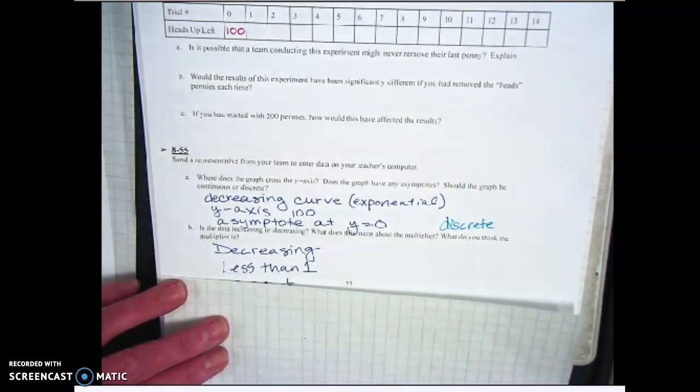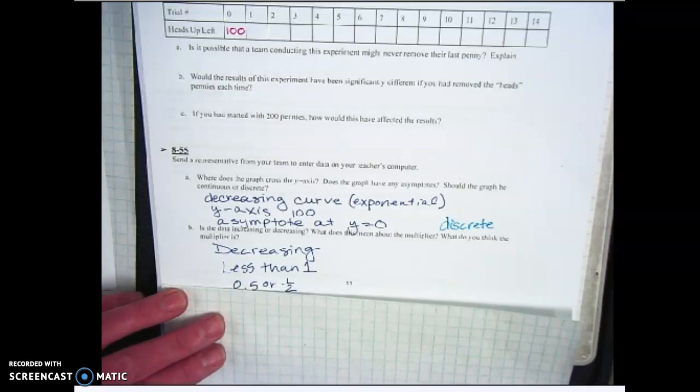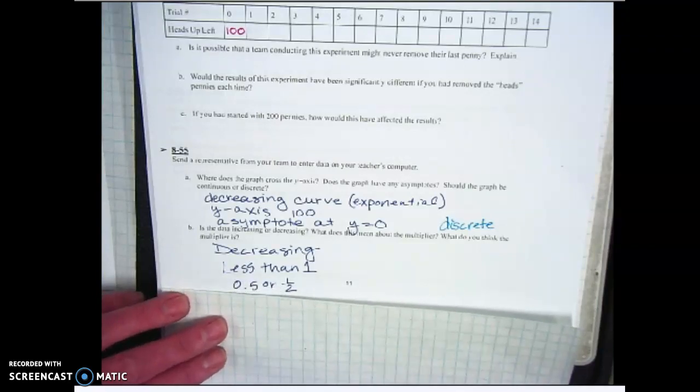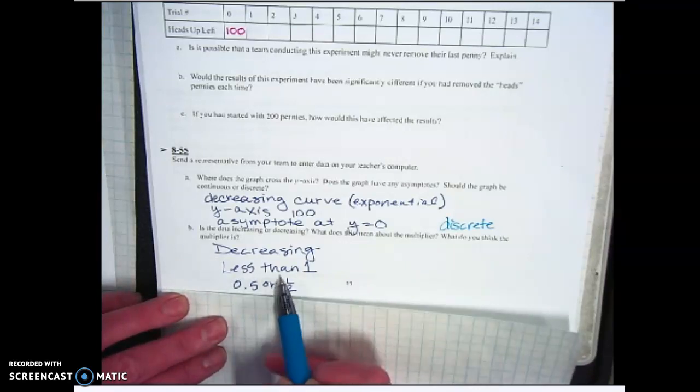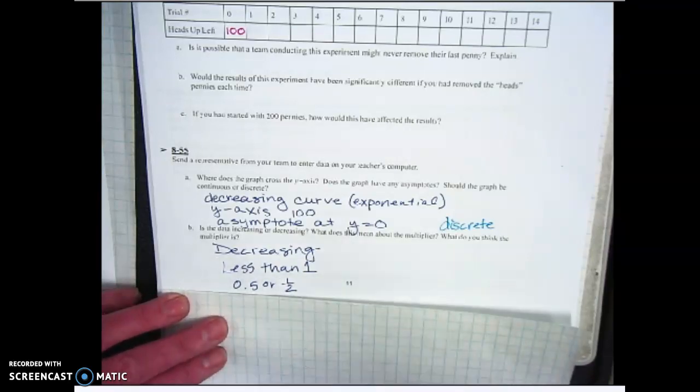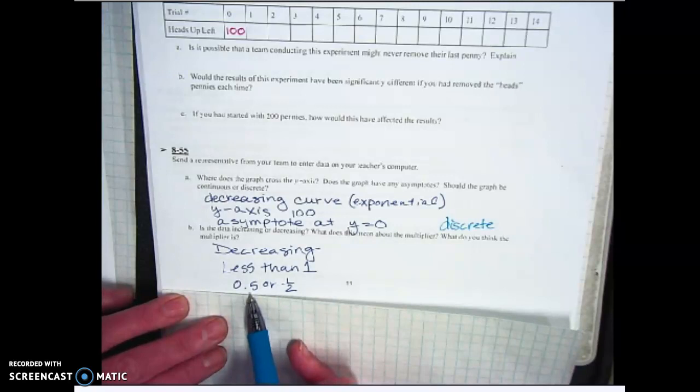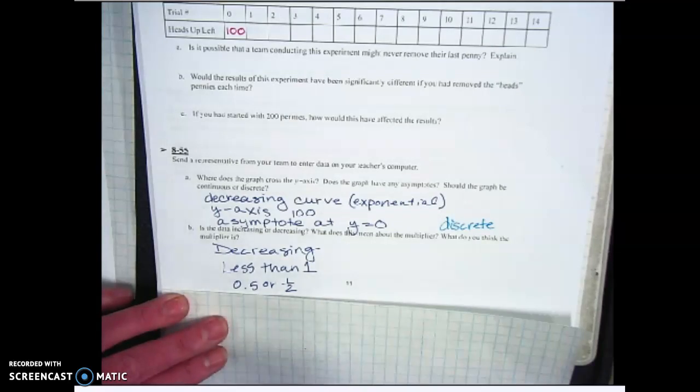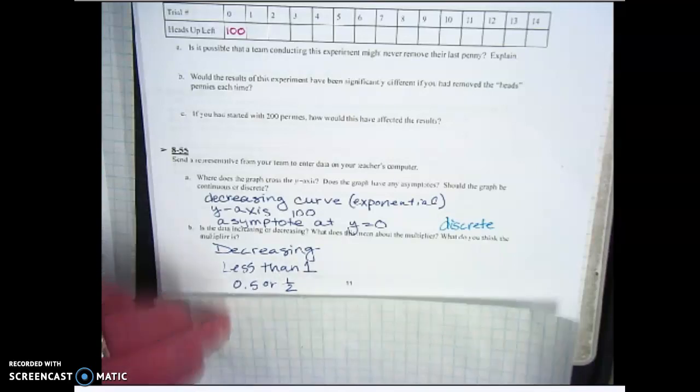Question B says, is the data increasing or decreasing? Definitely decreasing. They already told us that. What does this mean about the multiplier? What do you think the multiplier is? So it's definitely less than 1, right? Because when we've been talking about the bank accounts, it's always like if it's 8%, it's 1.08, right? This one needs to be less than 1. It's going to be something close to 0.5 or something close to 1/2. Not exactly, because you all decreased at a slightly different rate, okay? But basically, it's very close to that, okay?